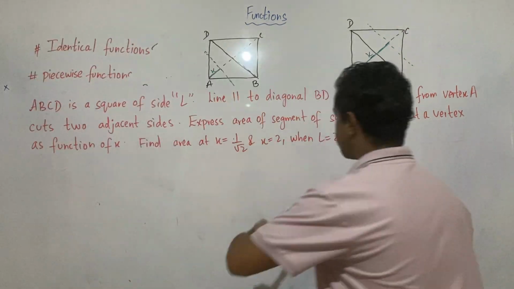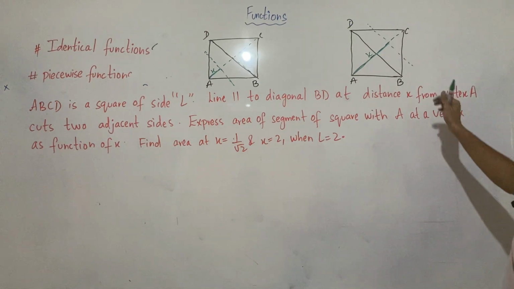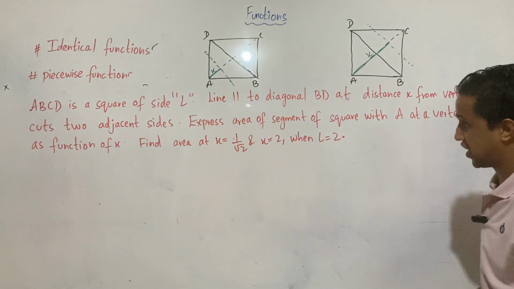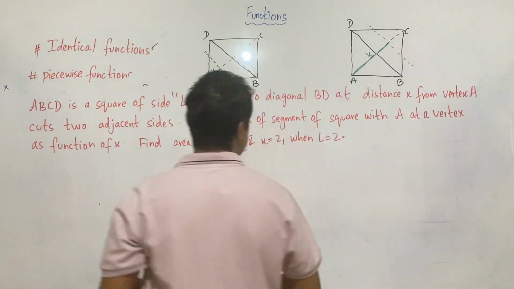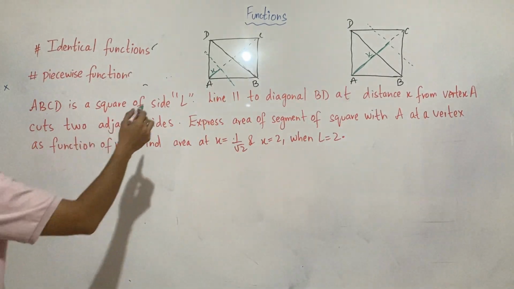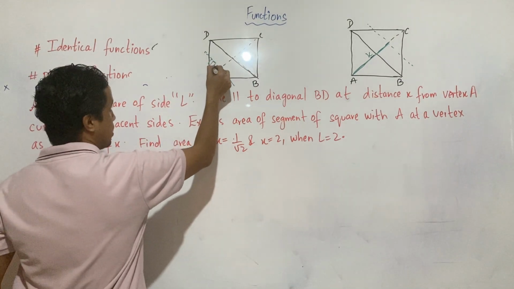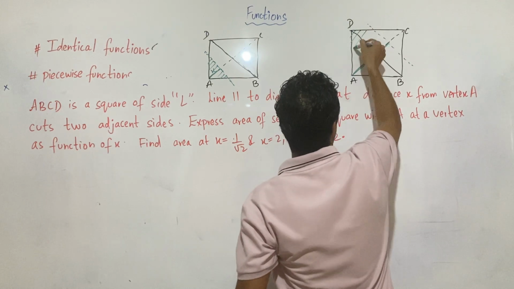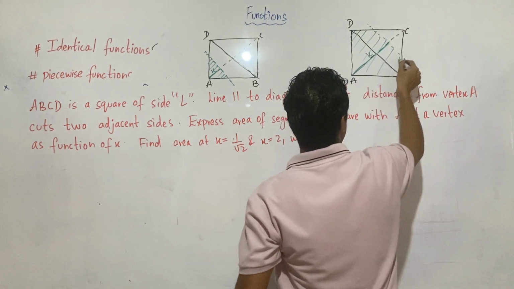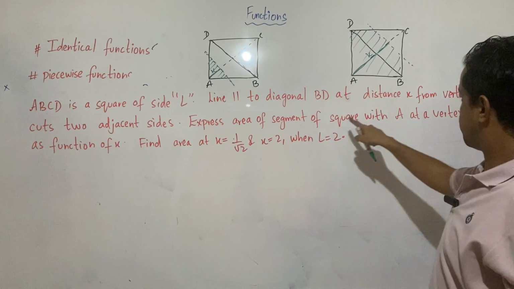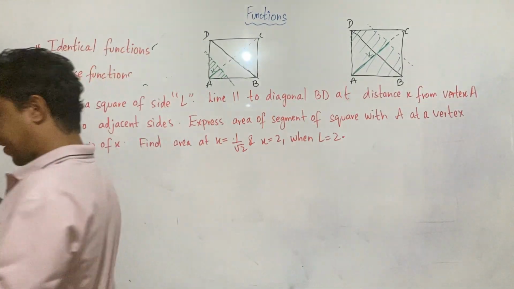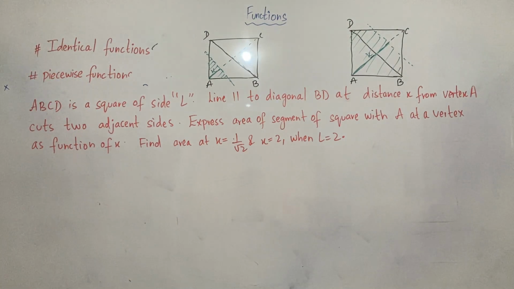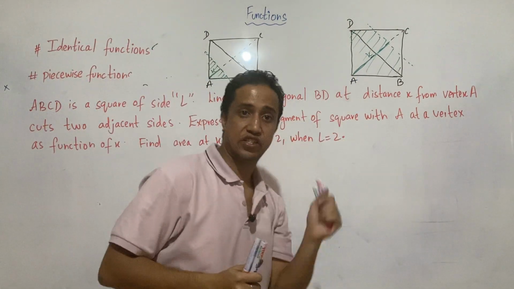Okay, now, and it cuts two adjacent sides. Okay, so it is cutting two adjacent sides, right? Now we have to express the area of this segment and the area of this segment as a function of x.